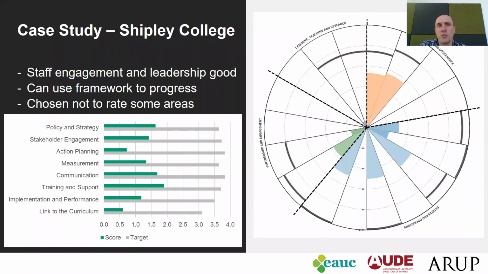It's clear that they've chosen not to rate themselves in some areas because potentially they're not relevant for this particular college. And again, from the graph that cuts the data the other way, you can see that they're doing pretty well on training and support, but action planning maybe not so much, and links to the curriculum really is an area they could focus on.